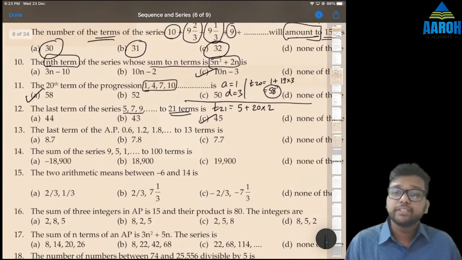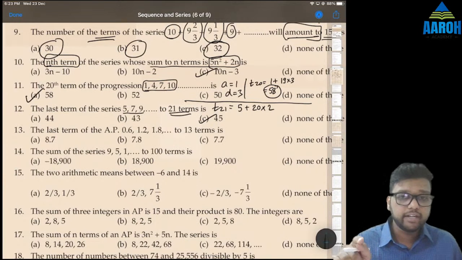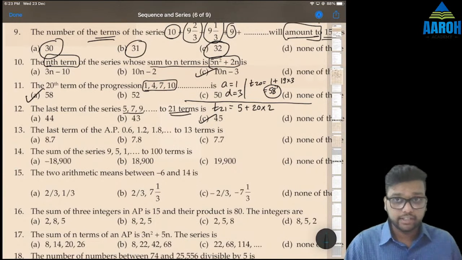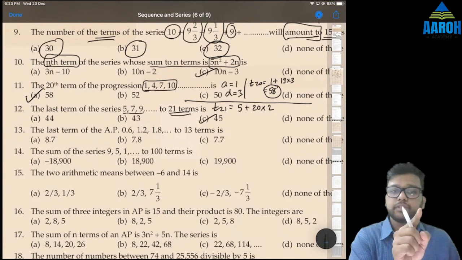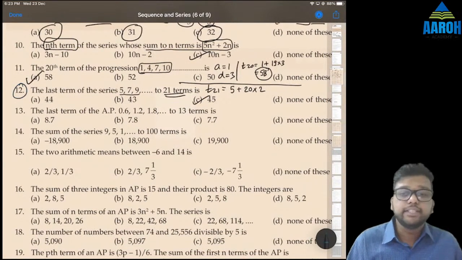For 12th, option C is the correct answer, 45. Okay, when you are putting the options in live chat, put it with the question number so that I'll understand. Put question number and option. So 12th, C is the correct answer.